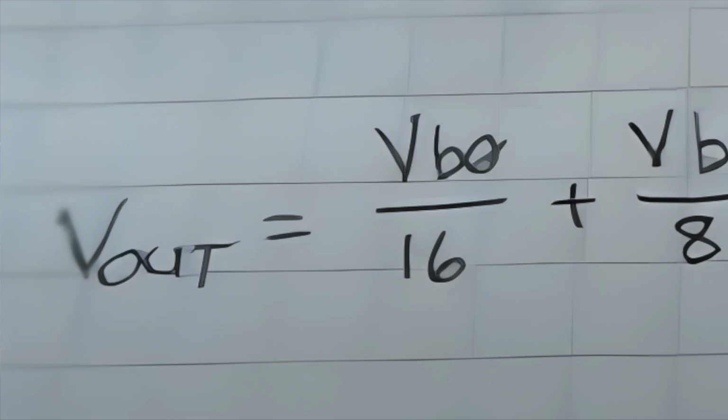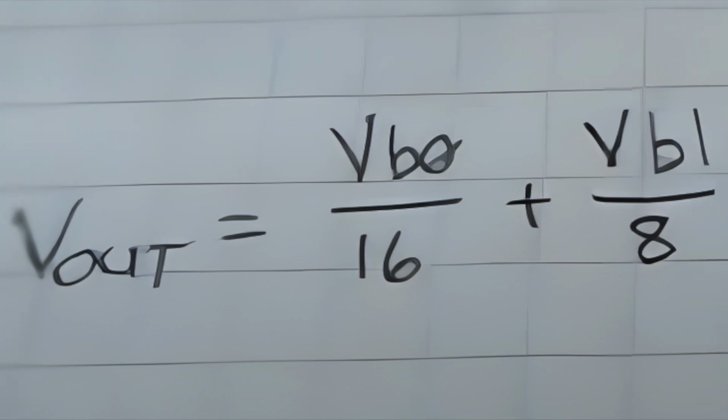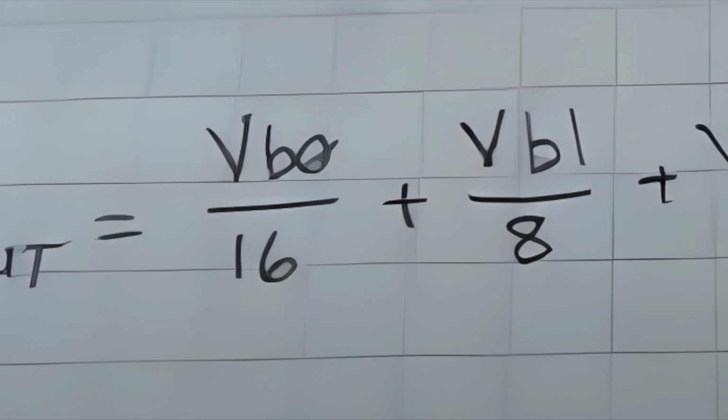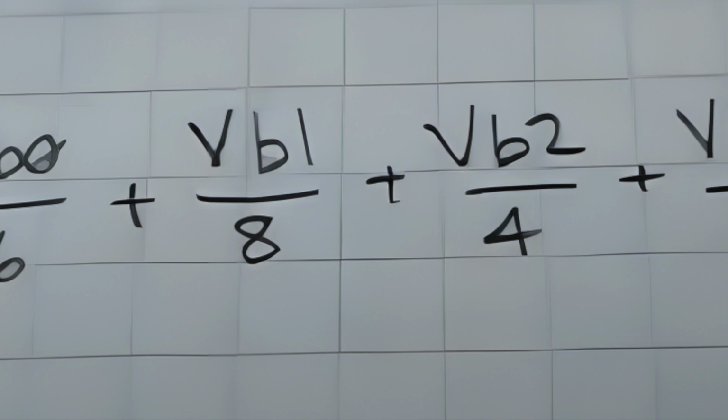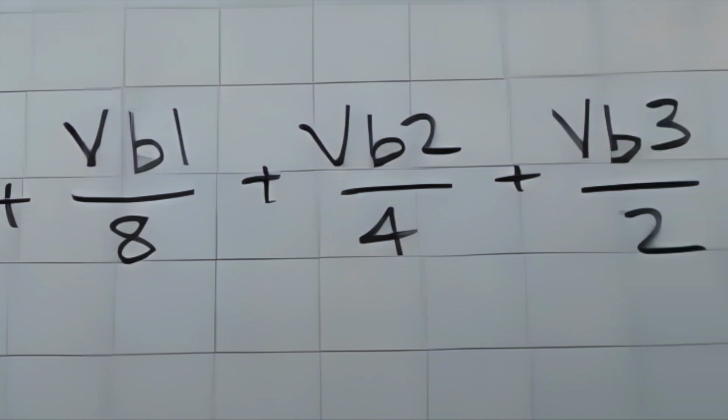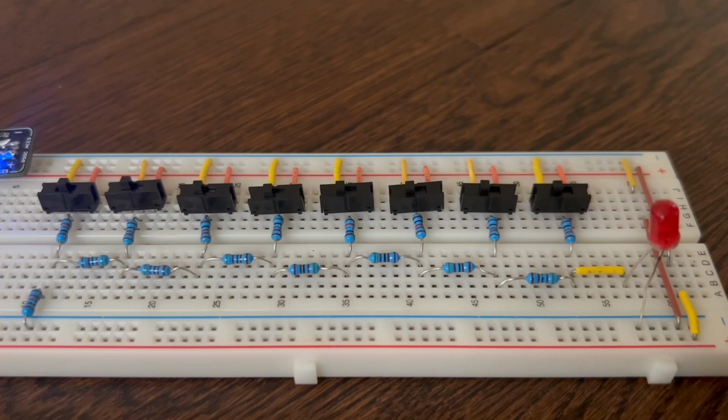In general terms, for the 4-bit one, the V output is equal to, if the first switch is on, it will be 5 divided by 16. And when the next switch is on, the voltage level would be 5V divided by 8, and 5V divided by 4, 5V divided by 2. The more switches, the farther it goes.